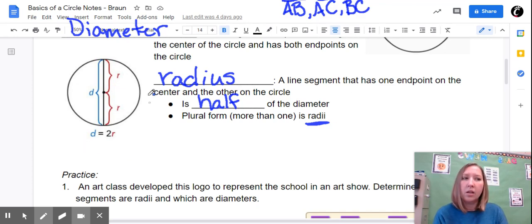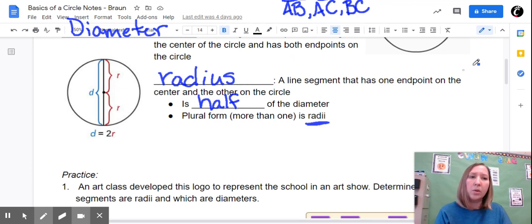So again, if we take a look over here at our example, the diameter is going to go all the way through the circle. It's going to cut through the center. So in order to be a diameter, both endpoints need to be on the circle, and it needs to go through the center. For it to be a radius, it needs to go from the center out to a point on the circle.